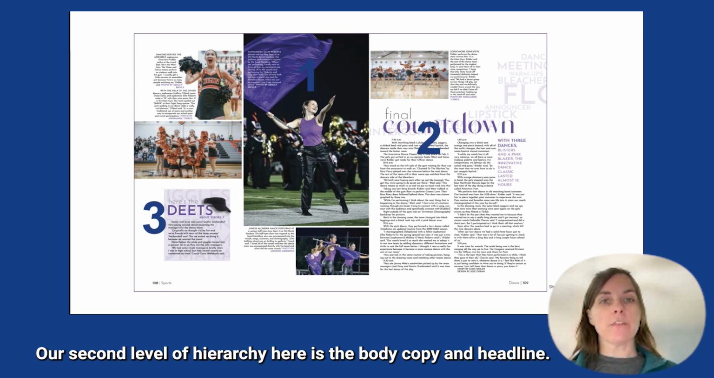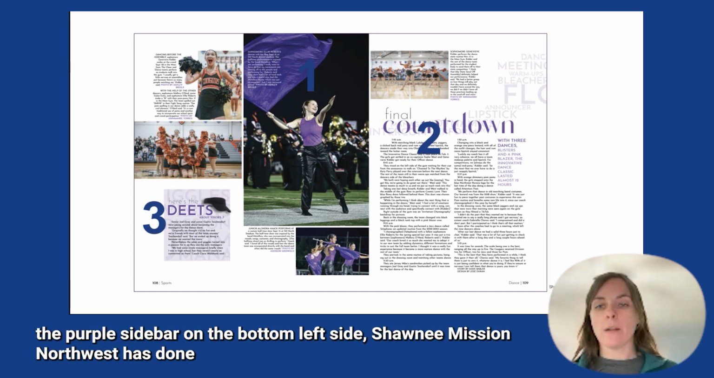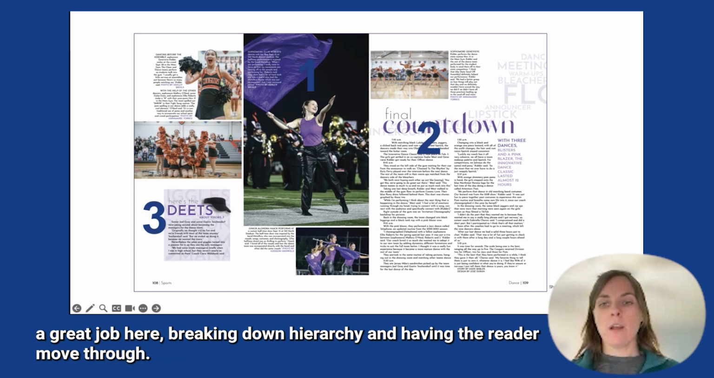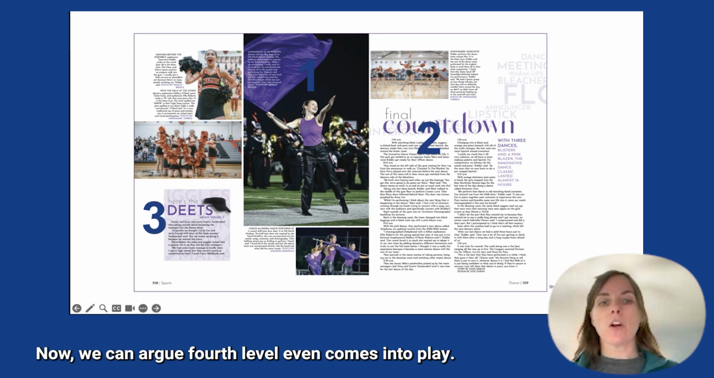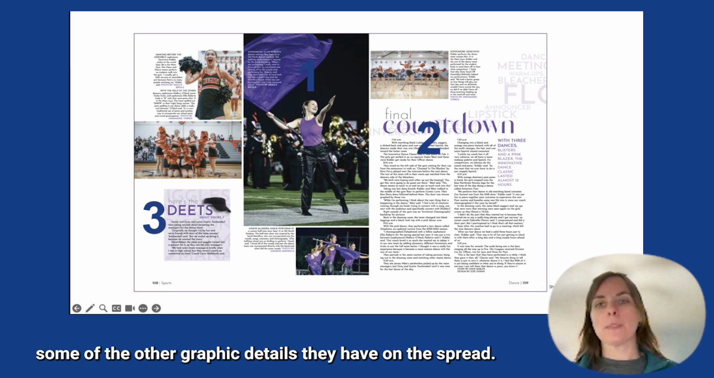Our second level of hierarchy here is the body copy and headline. And then the third level would be the sidebar, the purple sidebar on the bottom left side. Shawnee Mission Northwest has done a great job here breaking down hierarchy and having the reader move through. Now, we could argue a fourth level even comes into play when you look at that little pullout quote on the right side or some of the other graphic details they have on the spread.